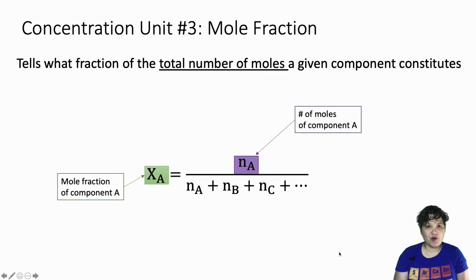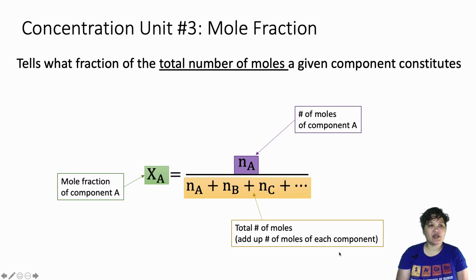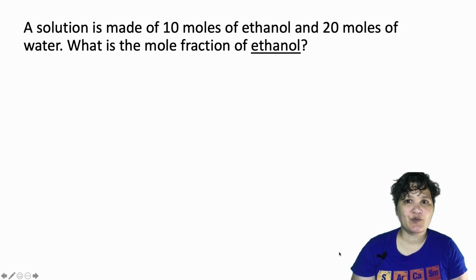you're going to find the number of moles of that component that you're interested in, and you're going to divide by the total number of moles. So you have to find the number of moles for every single component of your solution and add those all up. Let's do a couple of quick practice problems.